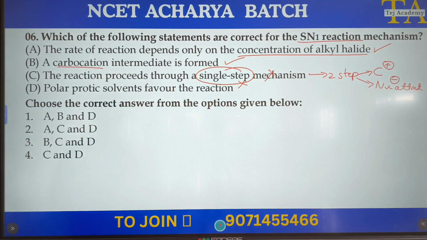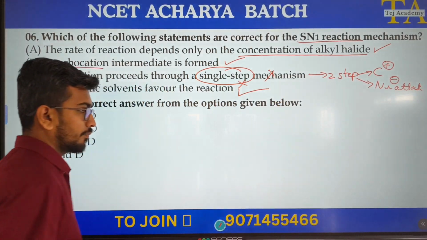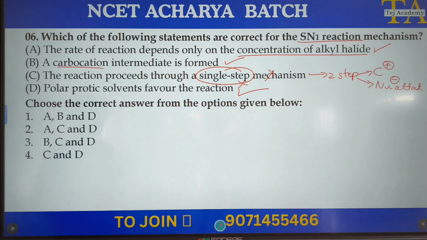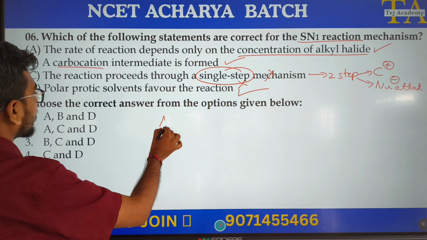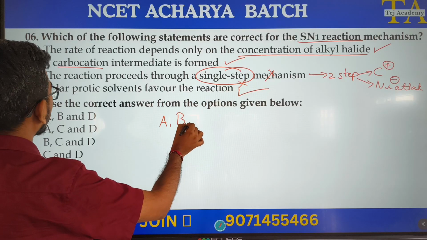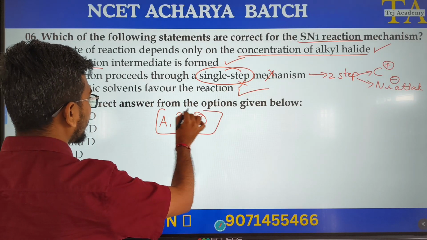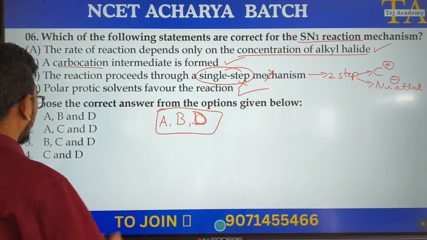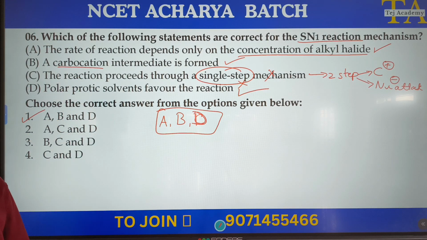Fourth one, polar protic solvents favor the reaction. So this is also a correct option. Polar protic solvents stabilize the carbocation and the leaving group. So only option C is wrong. Now choose the correct answer from the options given below. A is correct, B is correct, D is correct. A, B, D. So the first option is your right answer.